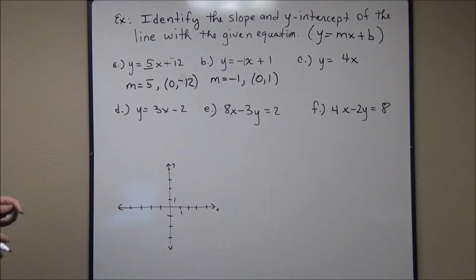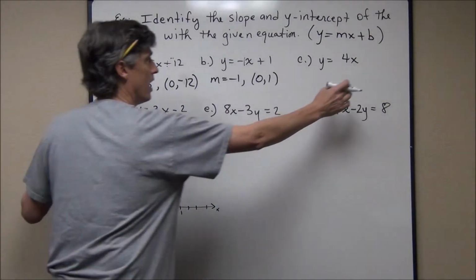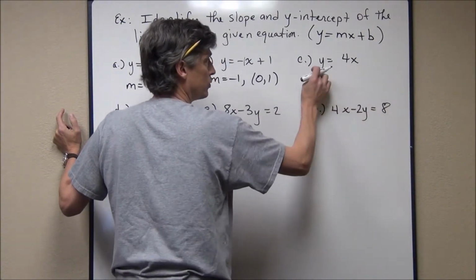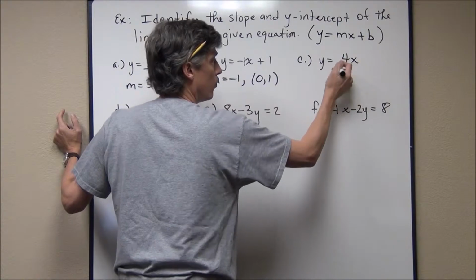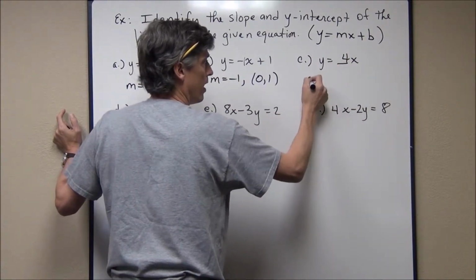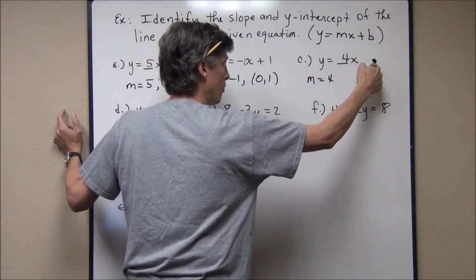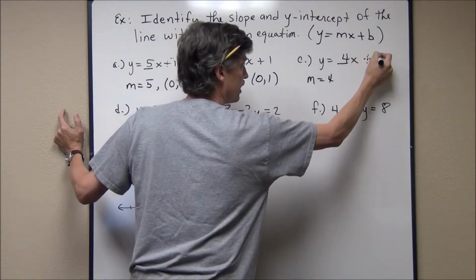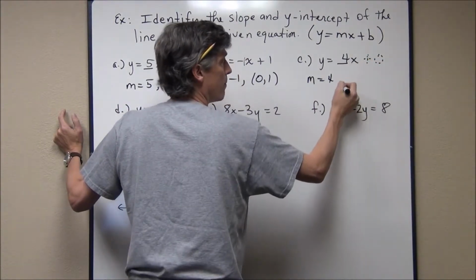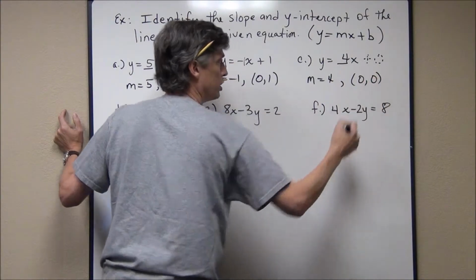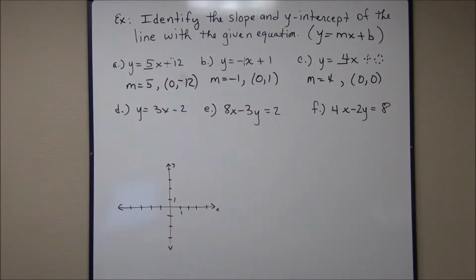Now the third example is a little different because it doesn't have a constant term on the end. It just says y equals 4x. Well, that's pretty clear. That's your slope. m is 4. But since there's no number on the end, you can think of it as plus 0 on the end. And my y-intercept would be the origin, 0, 0. b would be equal to 0.